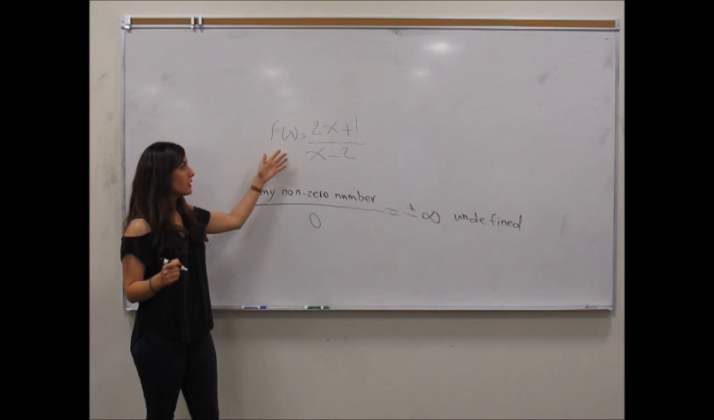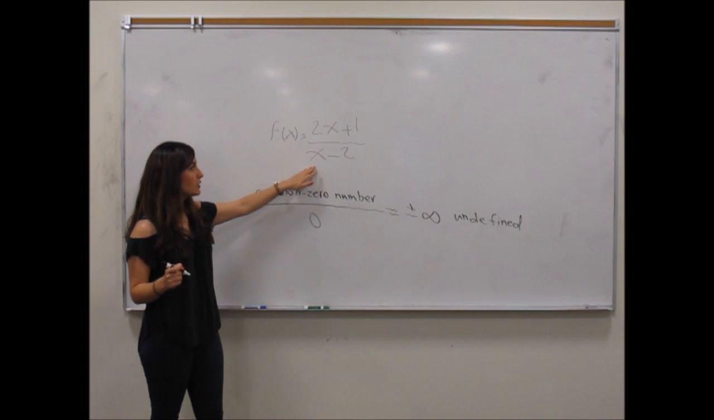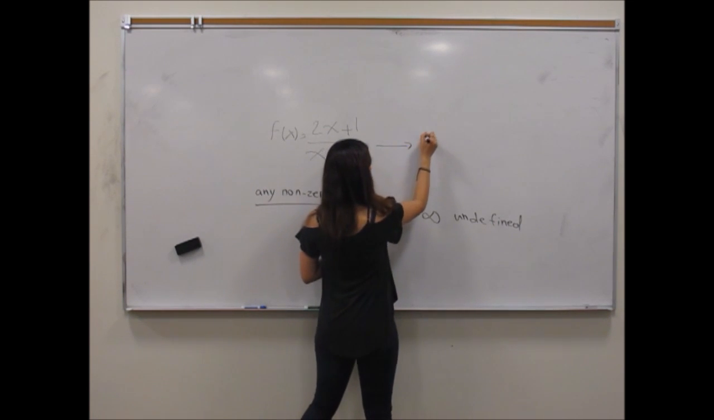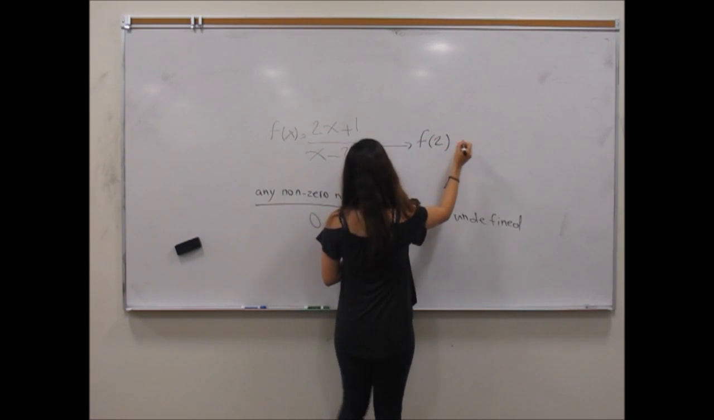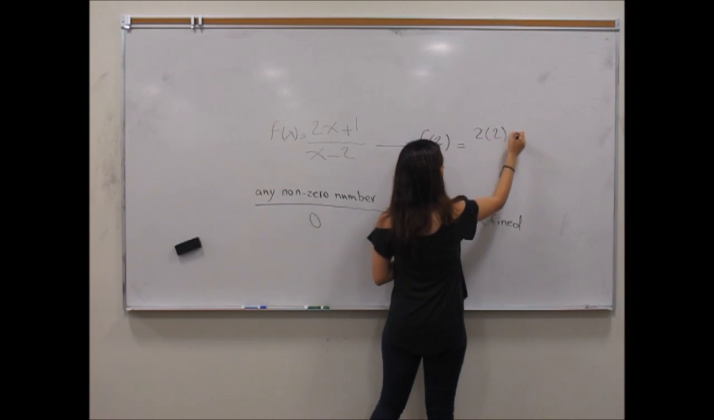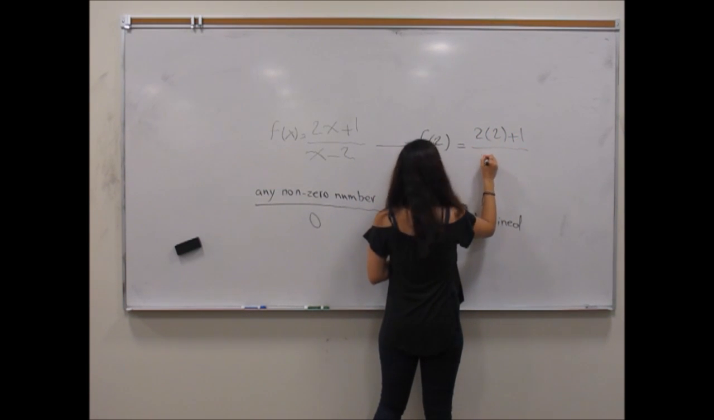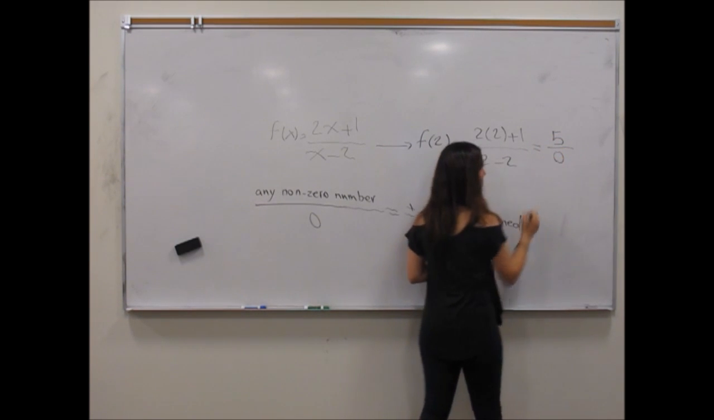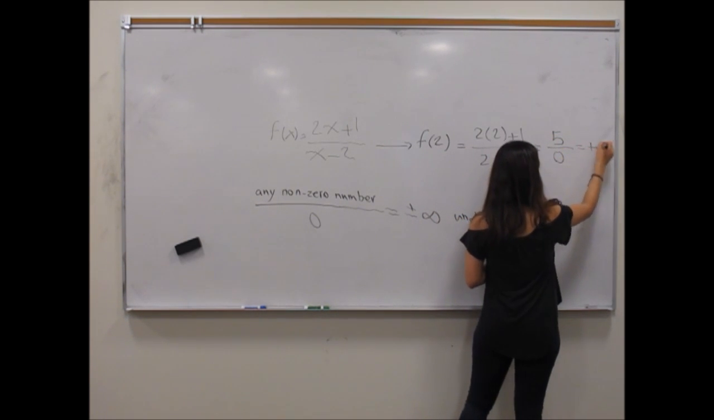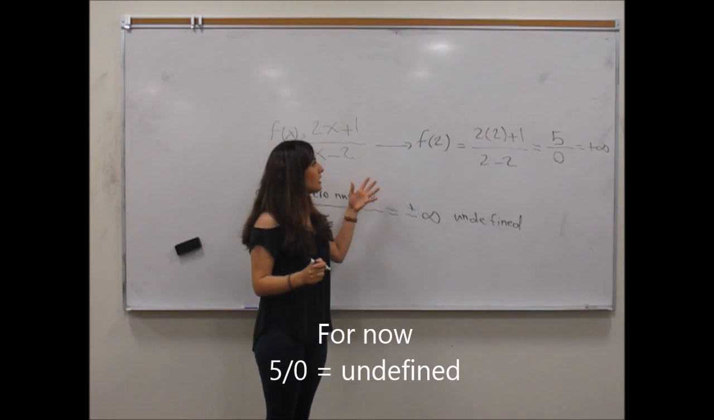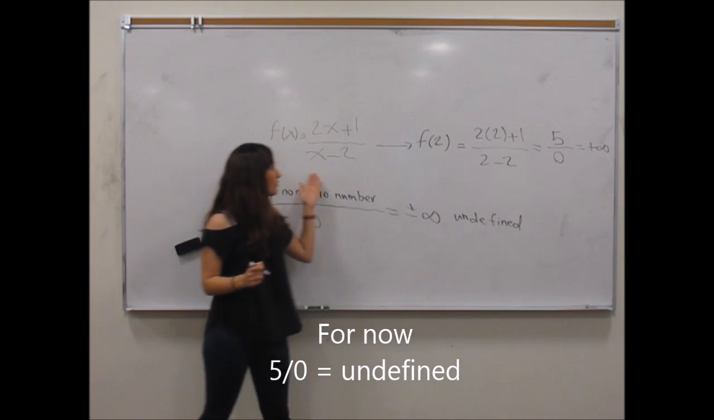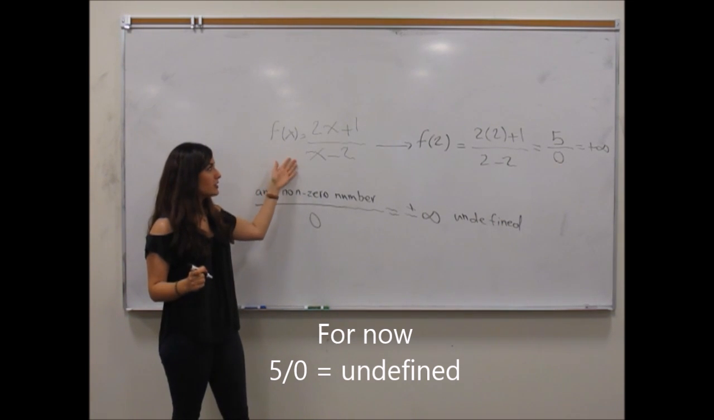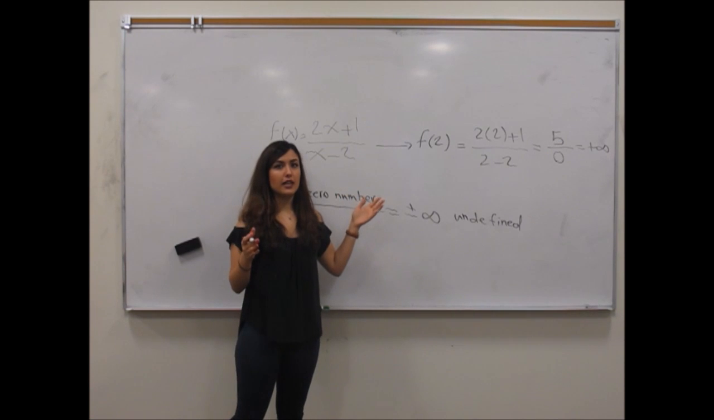So, for example, in this fraction, for x equal to 2, I get f of 2. I get 2 times 2 plus 1 over 2 minus 2. And this is 5 over 0, which is positive infinity, and that is undefined. So for x equal to 2, this function is not defined. So the domain of this function is any x value but 2.